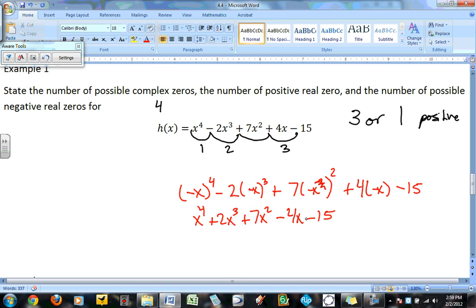So after we rewrite, now we check out the number of sign changes that we're going to have. This is a positive yet. This is a positive, no sign change. This is a positive, no sign change. This is a negative, so there's one sign change. And this is still negative. So we know for sure that there's going to be one negative real root for this equation right here.